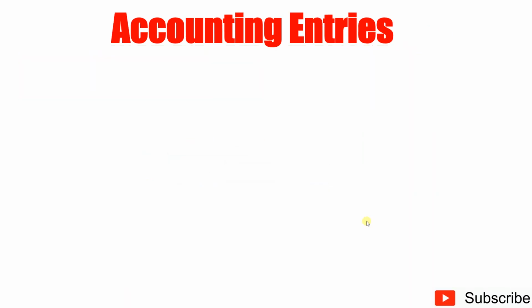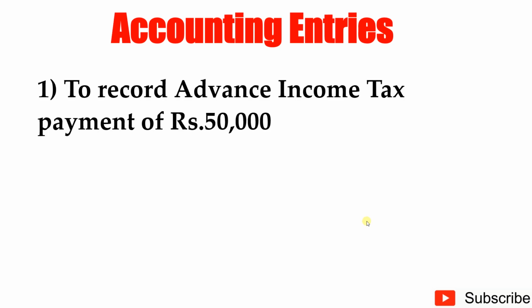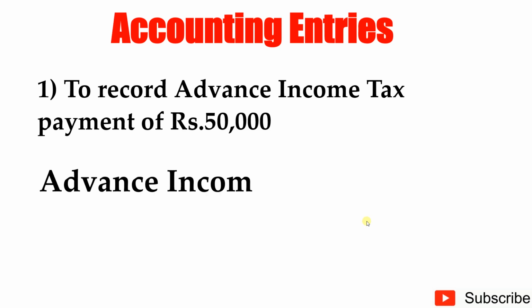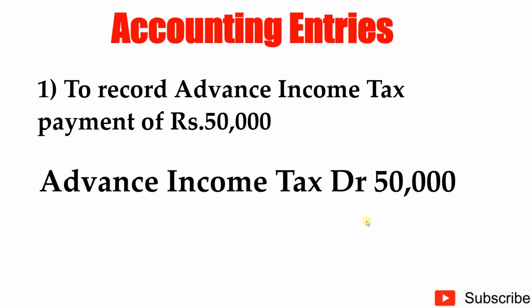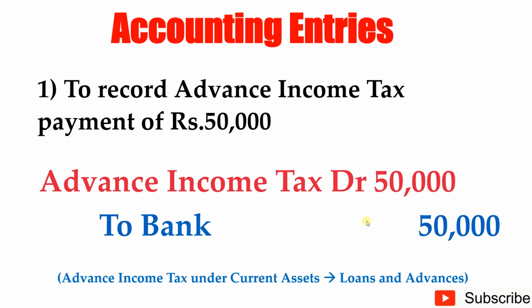In a financial year, we may have several ways of income tax payment. The first one is how to record advance income tax payment. Suppose we have to pay 50,000 as advance tax. What will be the payment entry? The debit will be advance income tax 50,000. The credit will be to your bank name. This advance income tax will be under current assets, loans and advances. So this is the entry for recording the advance income tax payment.